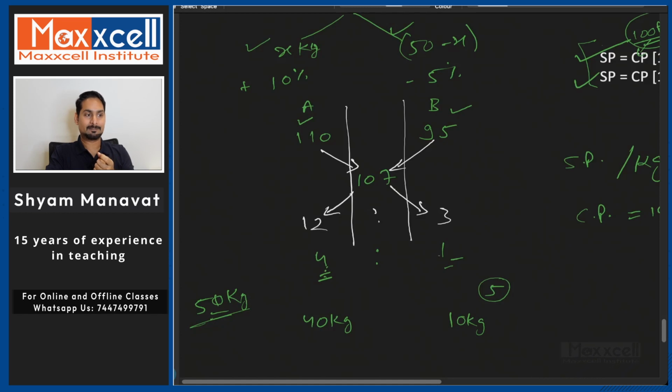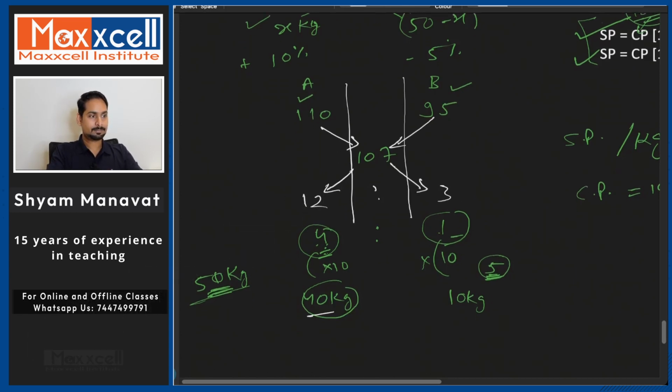4 plus 1 is 5. So for 5 portions, I have 50 kg. For 4 portions, I should get 40 kg, because 5 tens are 50, so 4 tens are 40. And for 1 portion, I should get 10 kg. Are you getting this? Yes. And that's the answer: 40 kg and 10 kg.